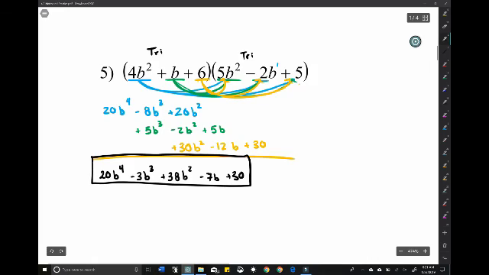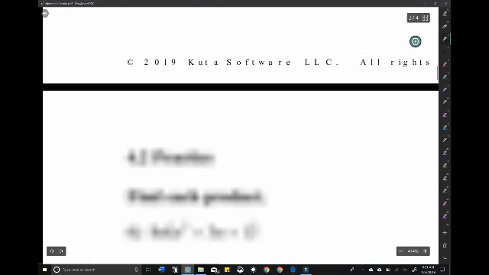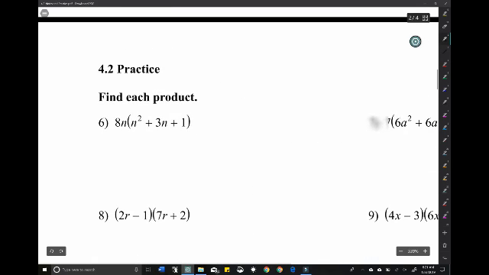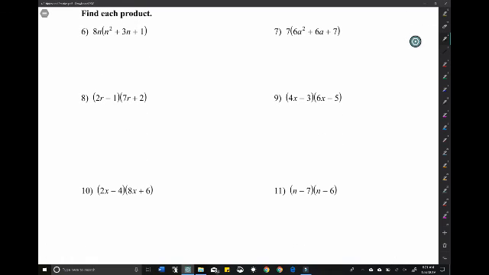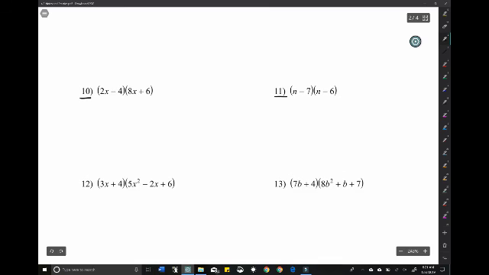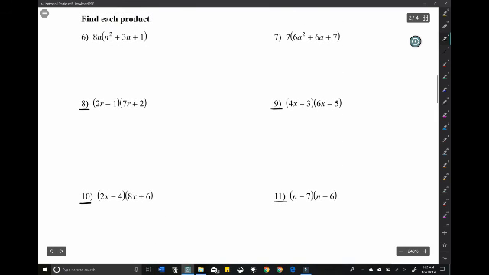So practice is attached. Check out the checkpoints as usual. Products, I don't think there's really anything too crazy with these ones. Just remember FOIL for 8, 9, 10, 11, and then you just have some more challenging ones there. So those ones you're foiling, foil it, foil it, foil it.